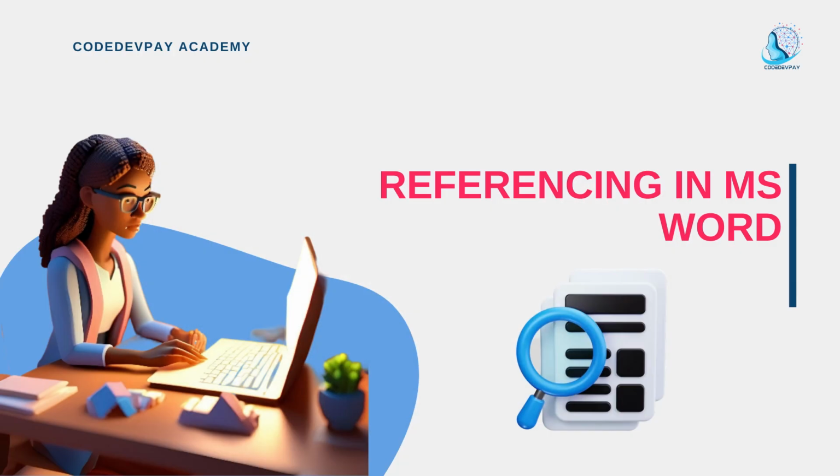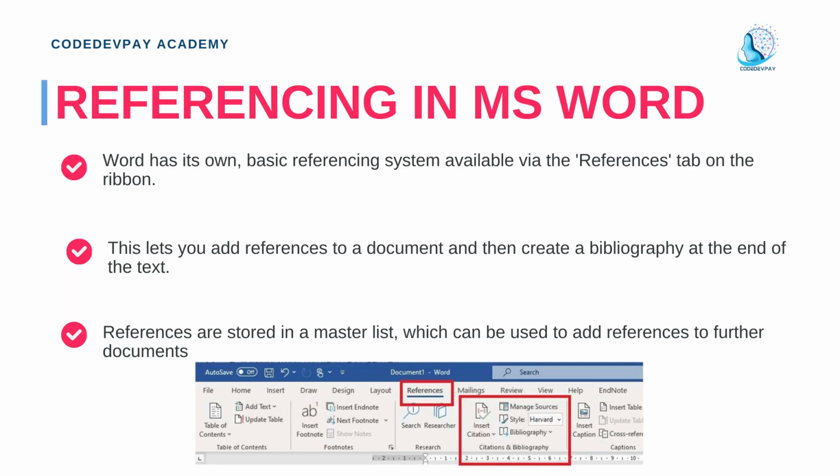Referencing in MS Word is made easy with Word's built-in referencing system. You can find this tool on the References tab on the ribbon. It allows you to add citations within your text and generate a bibliography at the end of your document.